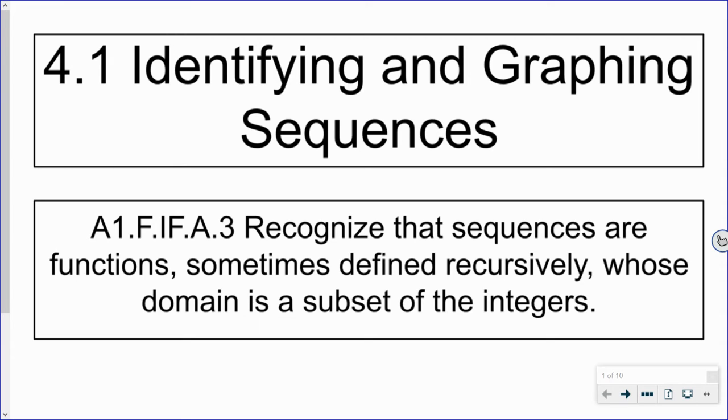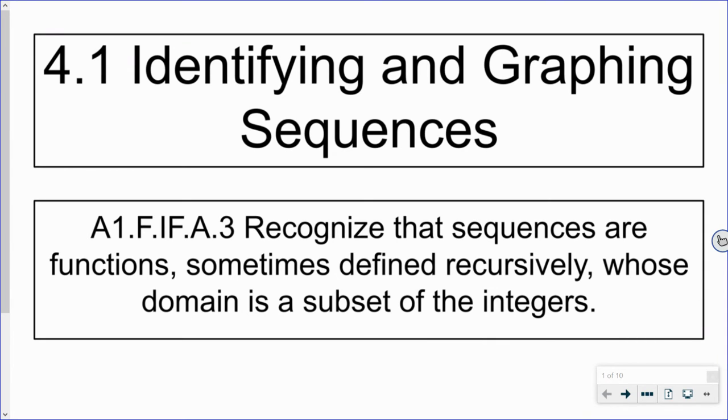And we're going to look at some new terminology that you're going to need to know, and functions that can be defined in a couple of different ways. But today we're going to look at sequences and what they look like. We're just going to get a good start on that. So our standard here is to recognize that a sequence is a function and that we can define it recursively. That's a crazy word, isn't it? Whose domain is a subset of the integers.